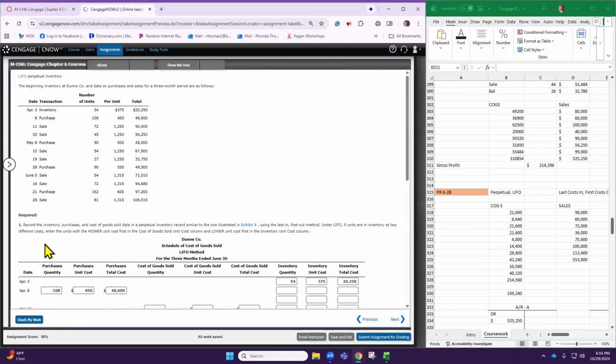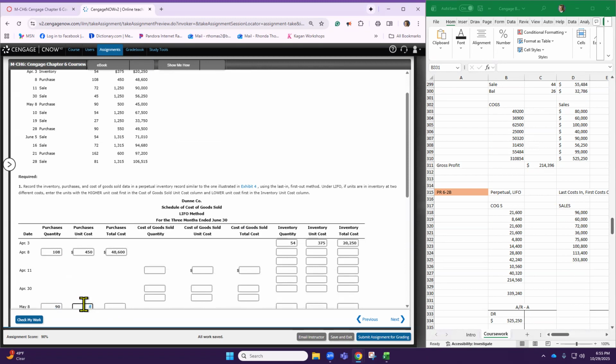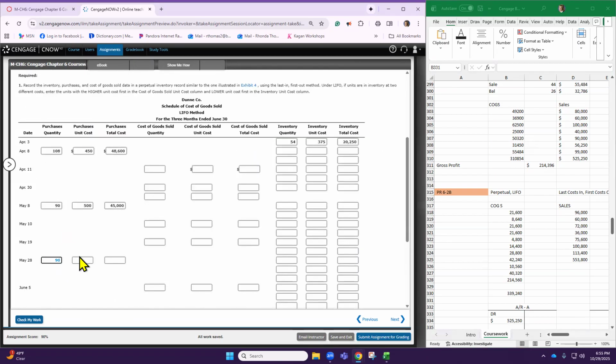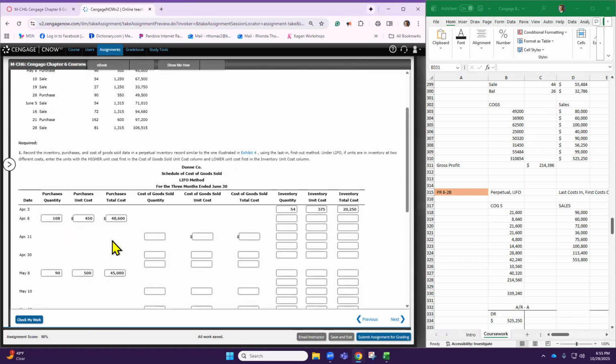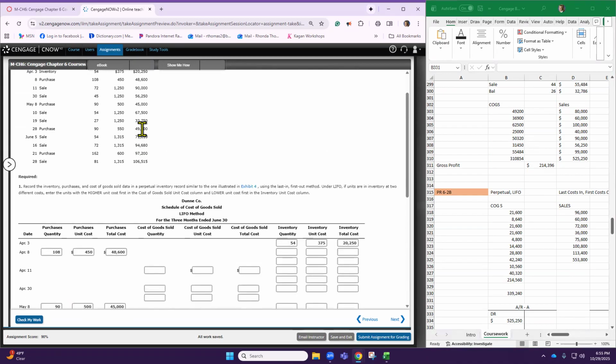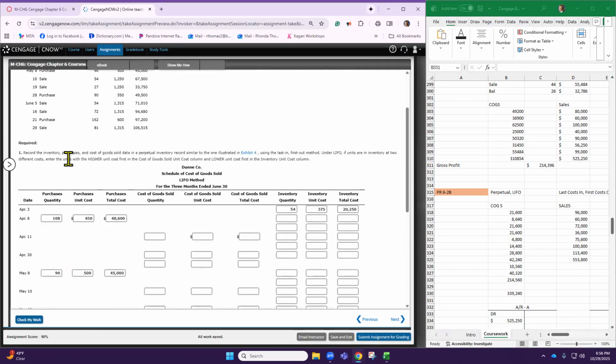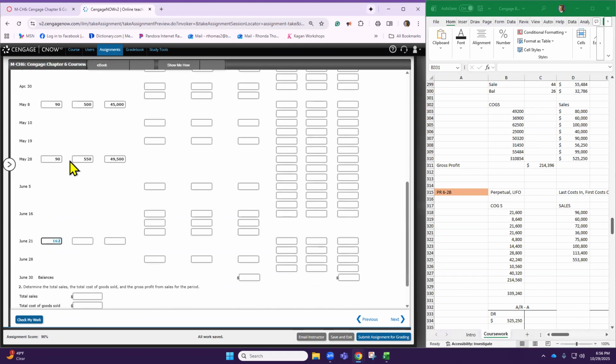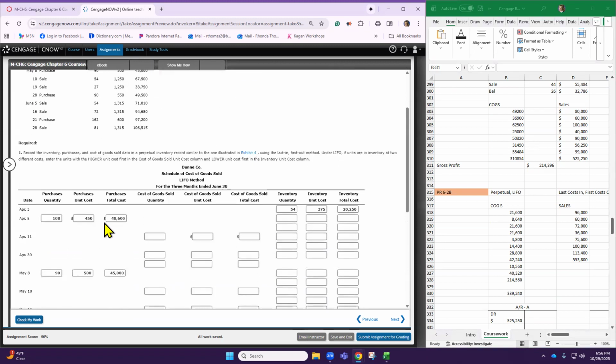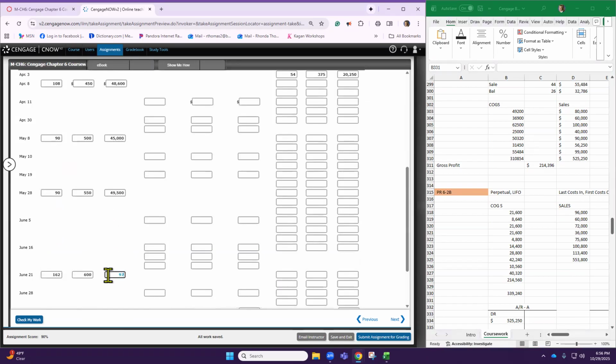Our purchase on May 8th is 90 units at a $500 cost. Okay, 90 units at a $500 cost, so 45,000. Then the next one is 90 units at a $550 cost. And that is going to be 49,500. And then our last purchase is 162 items at a $600 cost for $97,200.